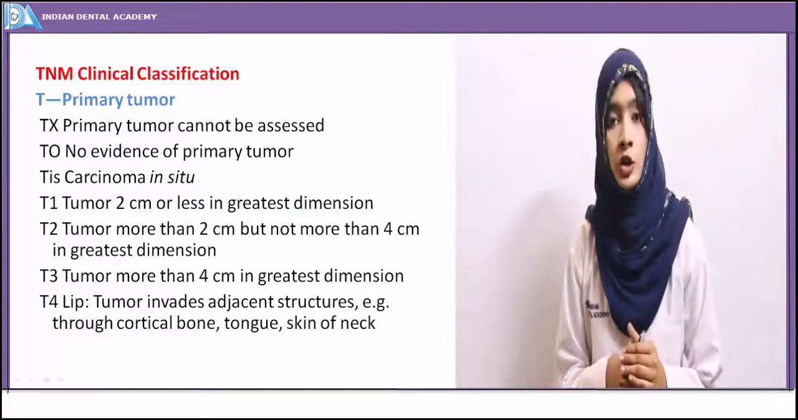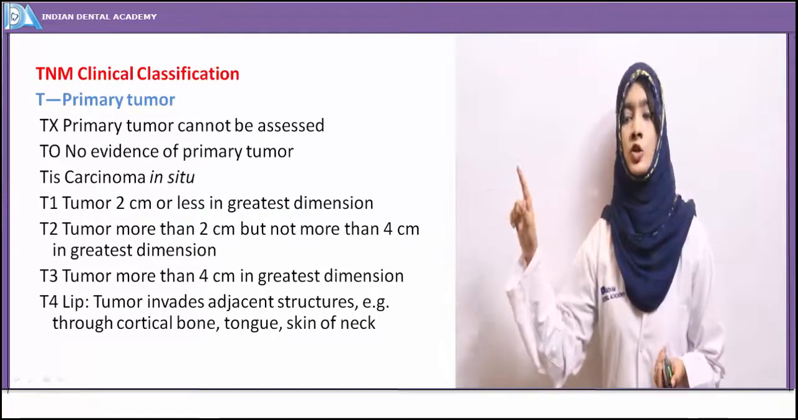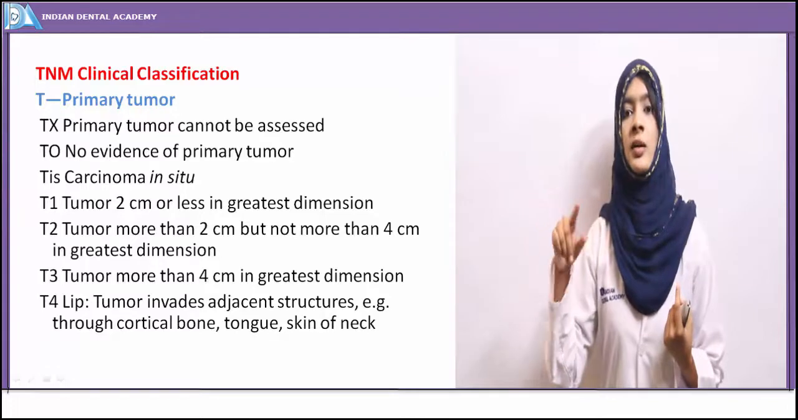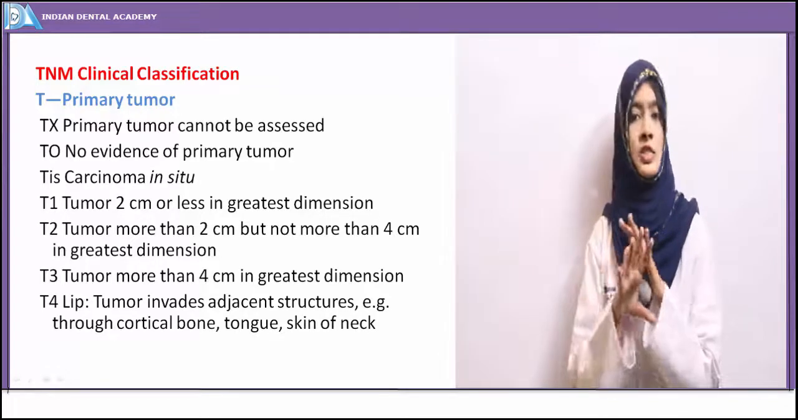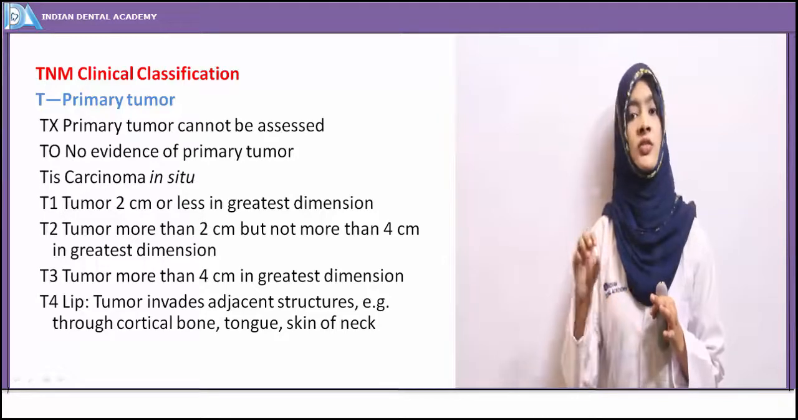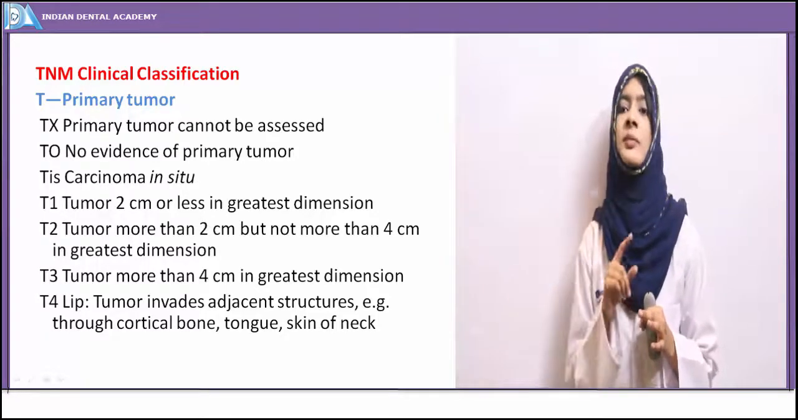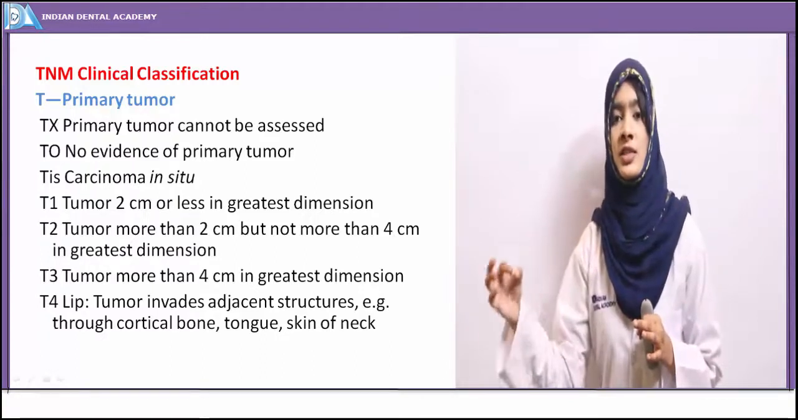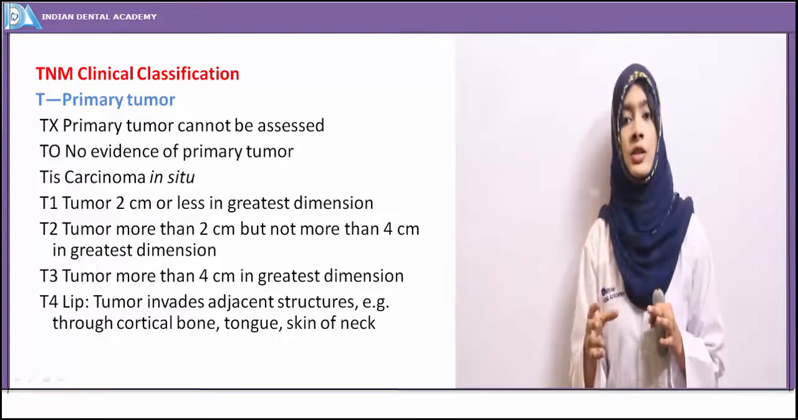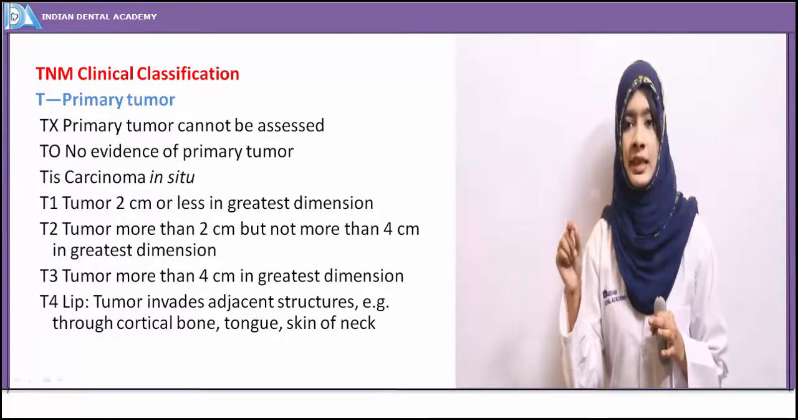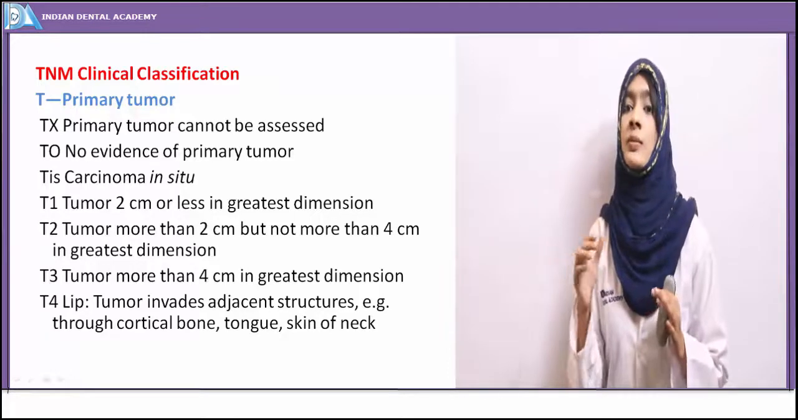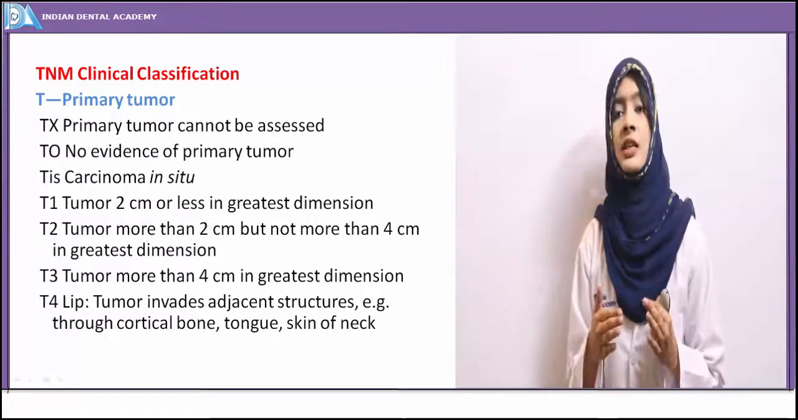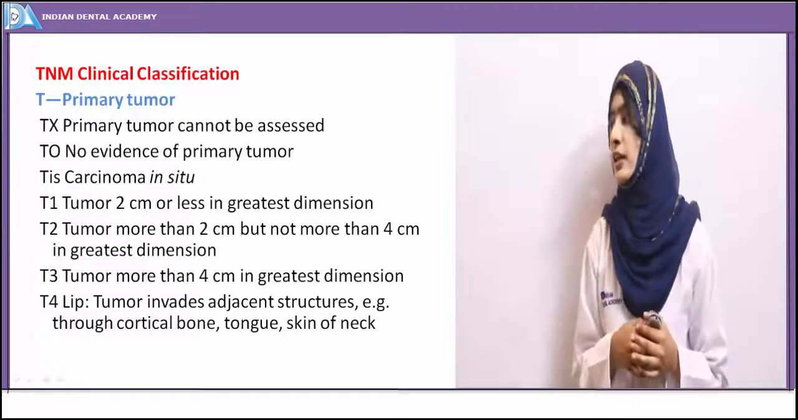And how do you classify the tumor? The term T denotes the primary tumor. When writing the report or classifying the tumor, the term Tx is given if the primary tumor is not identified. The term T0 is given if there is no evidence of any primary tumor. The term TIS is given when the tumor shows features of carcinoma in situ. The term T1 is given when the tumor is 2 cm or less in the greatest dimension. T2 denotes that the tumor may be more than 2 cm but less than 4 cm. The term T3 indicates the tumor is more than 4 cm in greatest dimension.